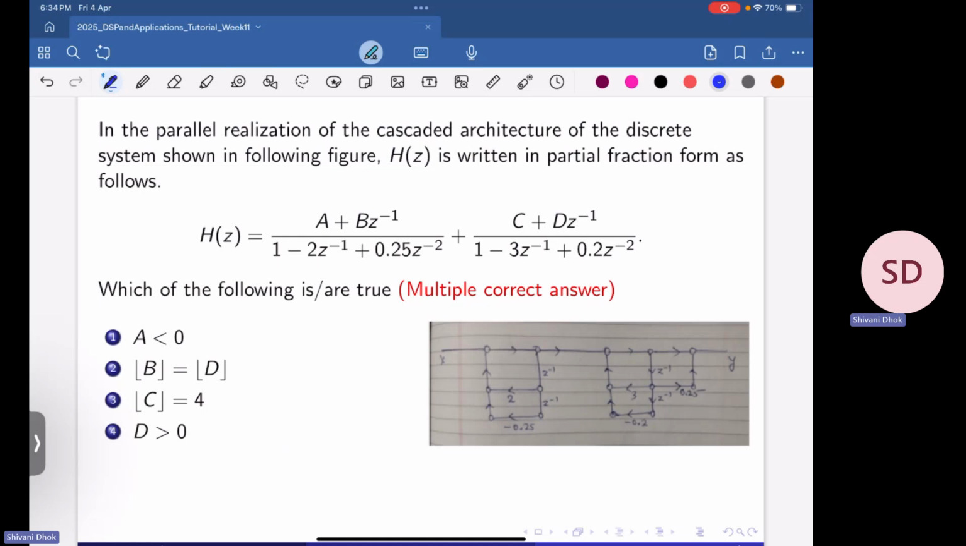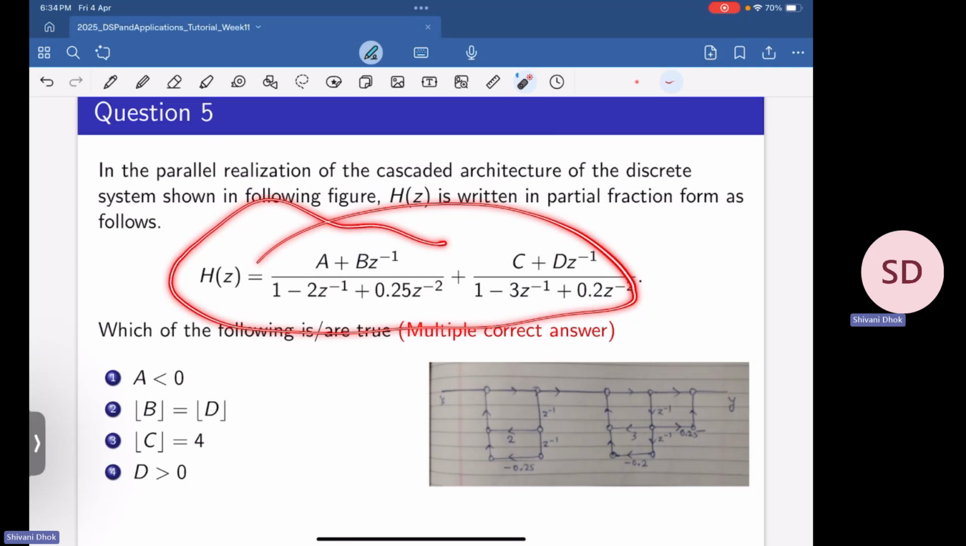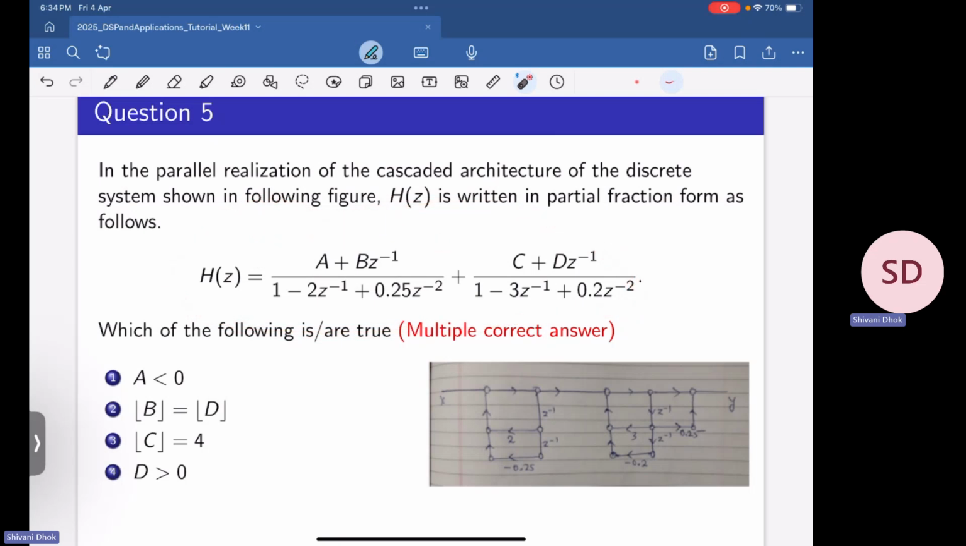Okay, so this is question 5. It says that in the parallel realization of the cascaded architecture of the discrete system in the following figure, this h of z is written in a partial fraction form as something like this. Which of the following is or are true? And this is a multiple answer correct question. So this is the system h of z that is given to us.